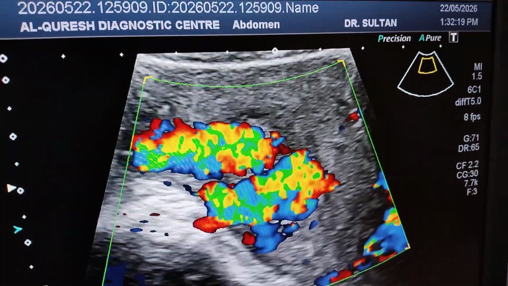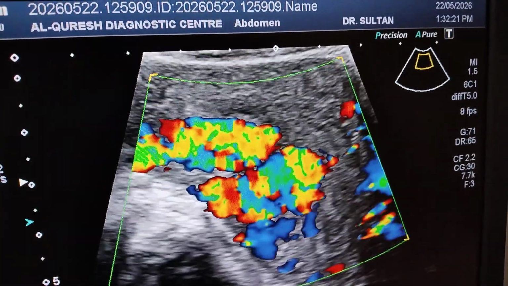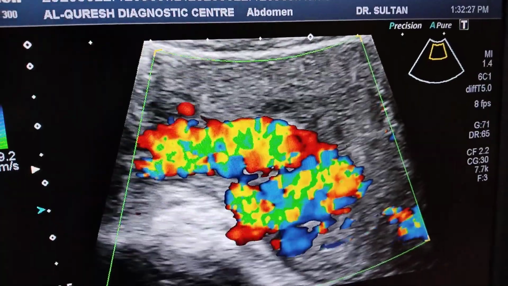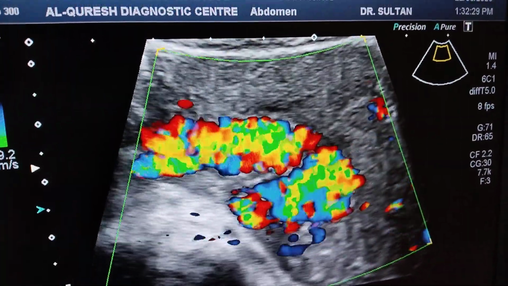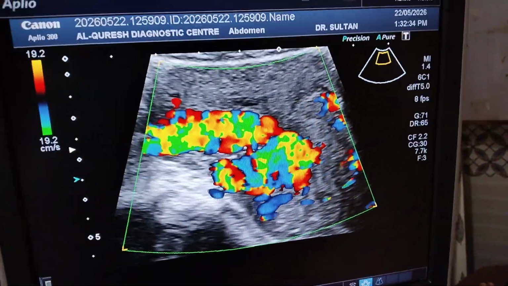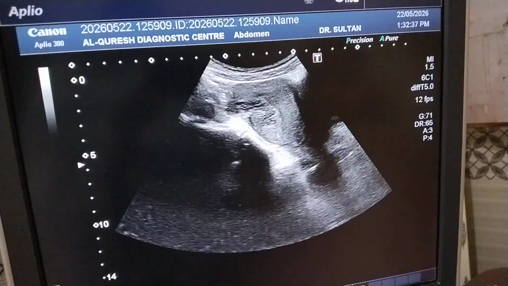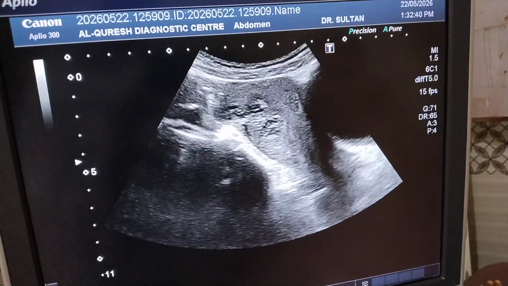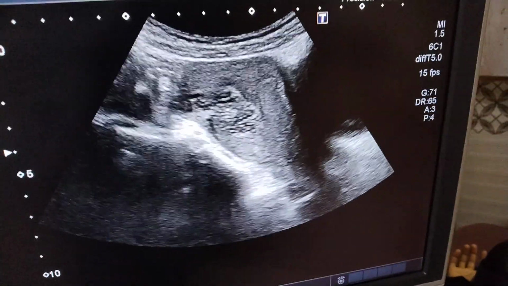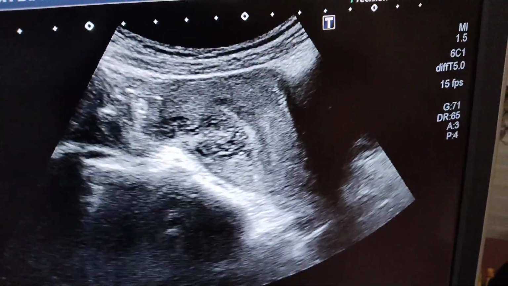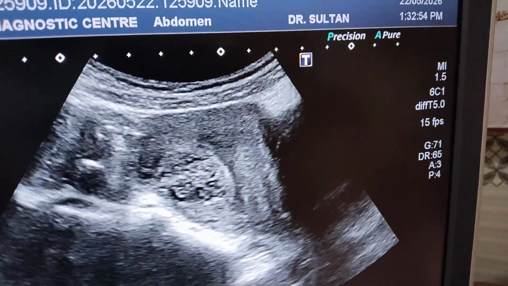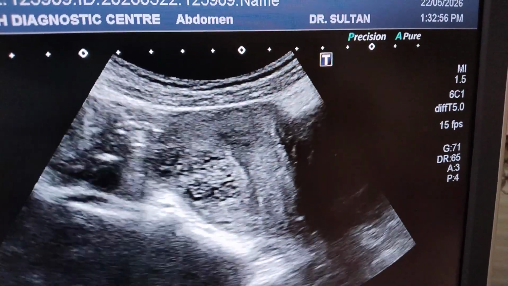So first I will refer this case to the gynecologist, and also I will suggest going for the MRI pelvis with IV contrast. This was all about the findings in such a patient. So in my opinion, this is likely the case of AV malformation. Thank you very much.